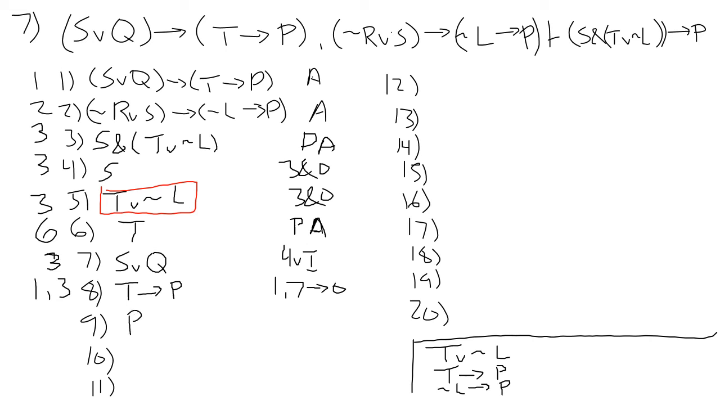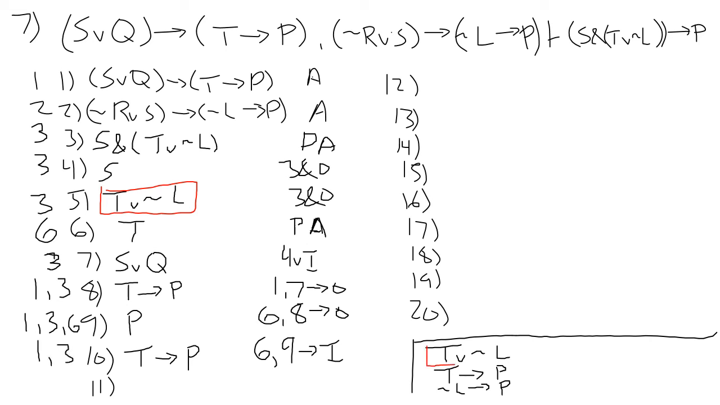Then I can use my T to get P from 6 and 8 arrow out on 3 and 6. Now I can build my arrow from 6 and 9 arrow in, and that will drop the 6 out. So we needed this, we needed this, which we got this now.